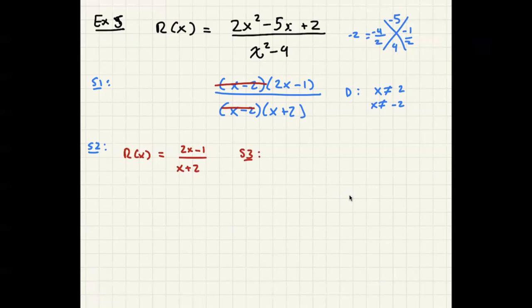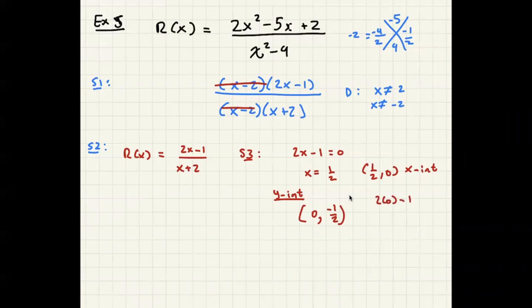All right, so we've got to find our x-intercept, right? So we've got to let the top equal 0. So 2x minus 1 equal to 0. That means x is going to be equal to 1/2. So 1/2 comma 0, that's our x-intercept. And then our y-intercept is going to be what happens when x equals 0. So you're going to get 0 comma -1/2, because you're going to do 2 times 0 minus 1 over 0 plus 2, which equals -1/2.